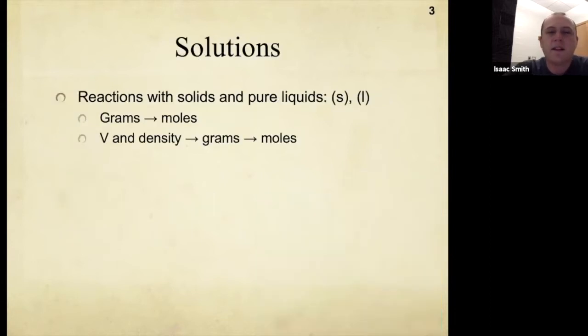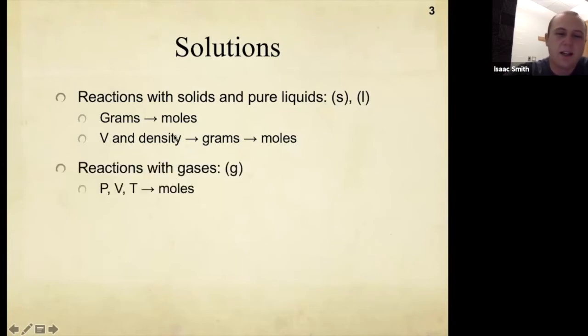Okay, so what we've done so far is our stoichiometry map broken down. For reactions with solids and liquids, we've gone from grams to moles, and then from moles of A to moles of B, and moles to grams. So we go between grams and moles using the molar mass. We can go between volume and grams using density. This is all on that stoichiometry map. We've talked about gases, how we can use the volume, pressure, and temperature to go to moles, also on the stoichiometry map.